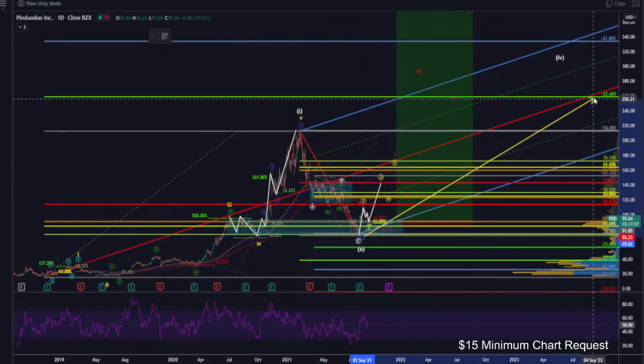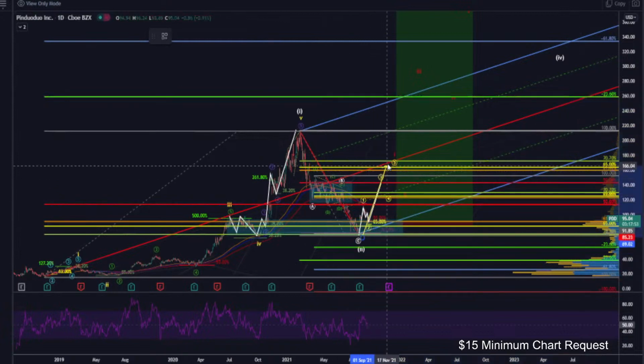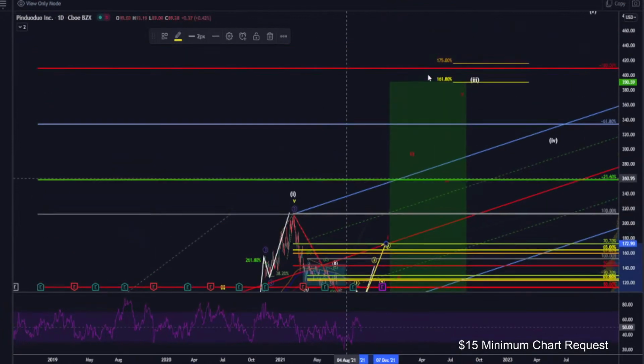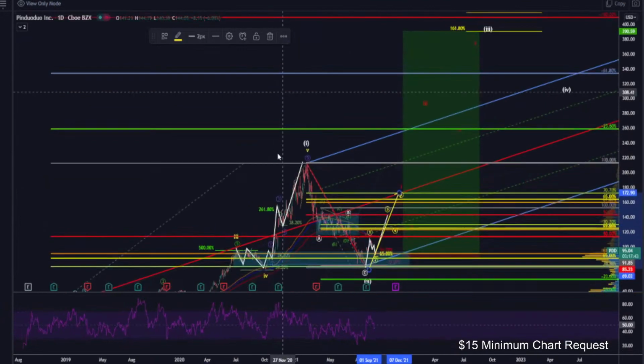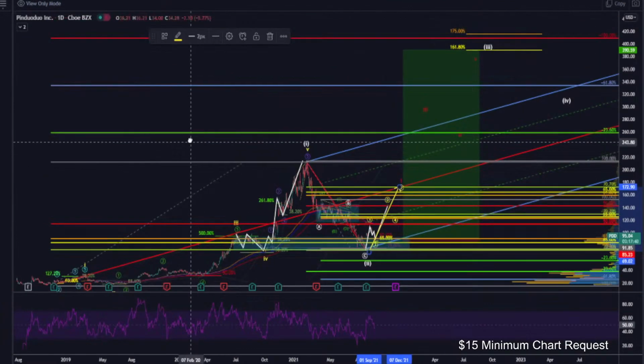Right? Could be here, could be here. That could be 2024 before it gets there. Odds are, right, you're going to catch it somewhere in this range. Now, you say, well, all right, you got there. Why is your target way up here? Because this is a great example.